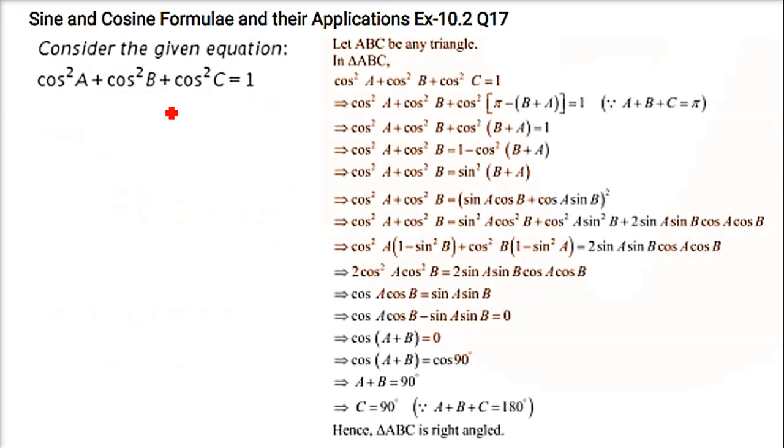Next is cos square a plus cos square b plus cos square c equal to 1. If it is this, we have to prove that this is a right angle triangle. So we will prove one of the angles to be 90 degree. So when you have cos square a, cos square b, cos square c equal to 1, what will we do? In place of c, we will write pi minus b plus a, because we know a plus b plus c is pi, 180 degree. So in this cos, cos 180 minus theta is minus cos theta. Because it is square, it will be plus. So it will be cos square b plus a equal to 1.